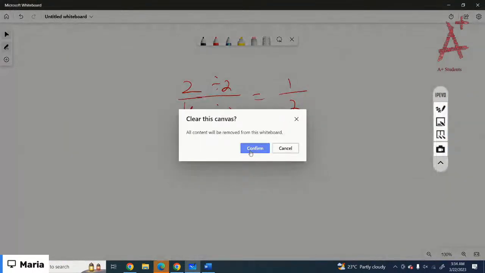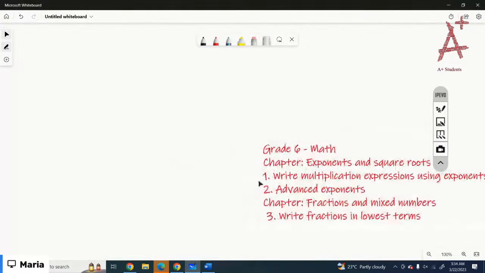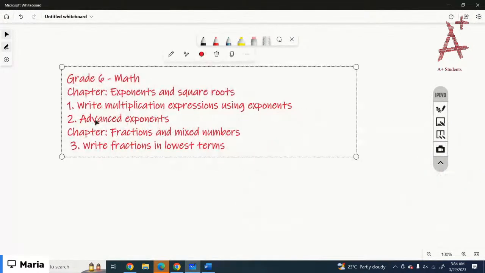So we're working on grade 6 maths. We're working on the chapter exponents and square roots. The lessons we have covered today are write multiplication expressions using exponents, advanced exponents, and we've started the new chapter that is fractions and mixed numbers. And the lessons we have covered are write fractions in lowest terms. Got it? These are the lessons we have covered today.